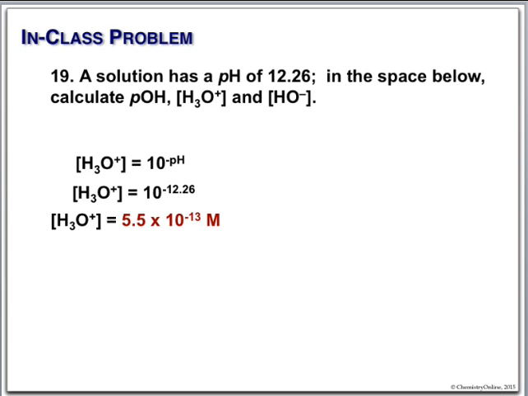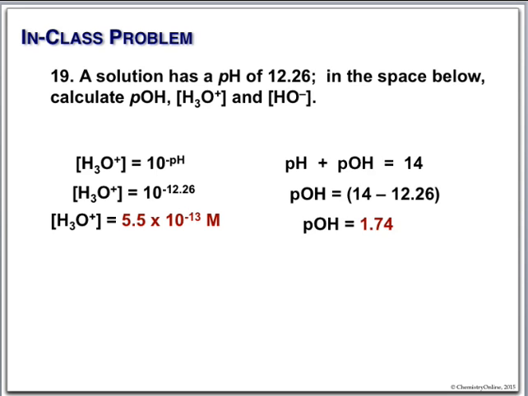All right, the next thing let's do is pOH. This is so simple, isn't it? Why? Because as we all remember now, pH plus pOH is always equal to 14. And we know what pH is. Therefore, this is just simple subtraction. 14 minus 12.26, 1.74.